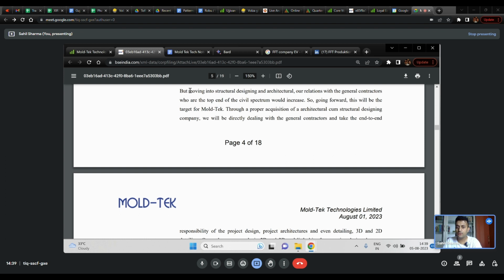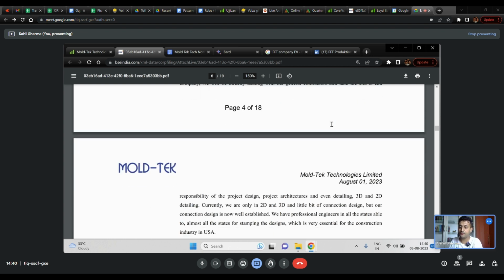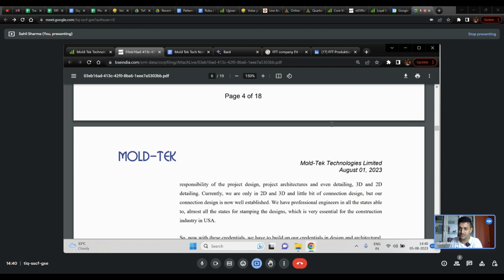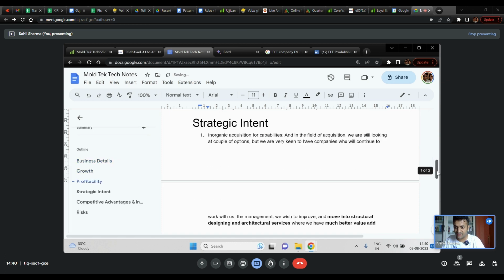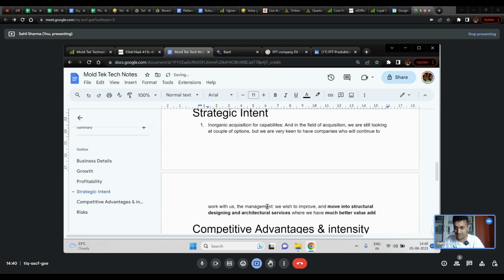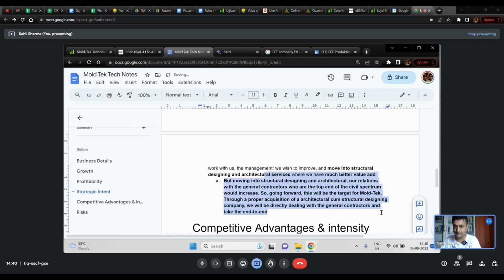So now slowly, in this paragraph, he's highlighting why they want to do an acquisition in structural designing and architecture, right? With this, they would have forward integration through which they would have end-to-end responsibility of the project design, right? And this is the kind of capability that they want to acquire. So again, going into strategic intent, they talked about structural designing and architecture, and now we understand why they wanted to do it.